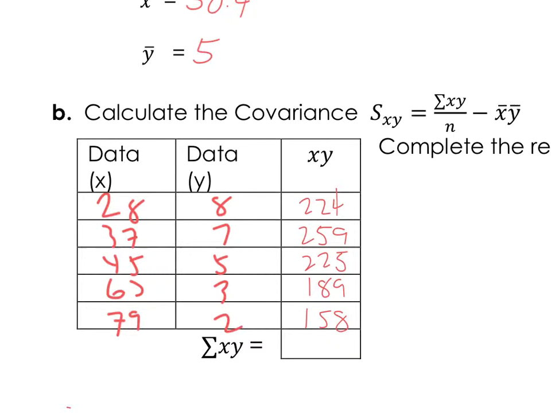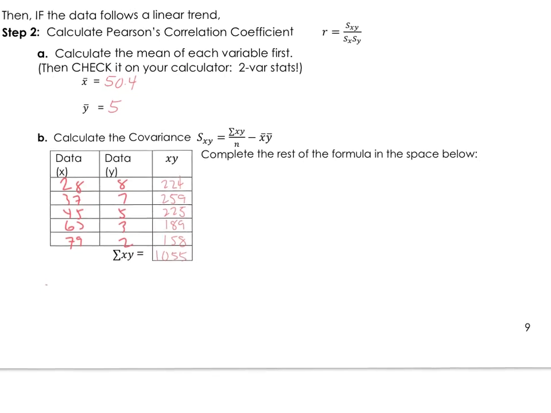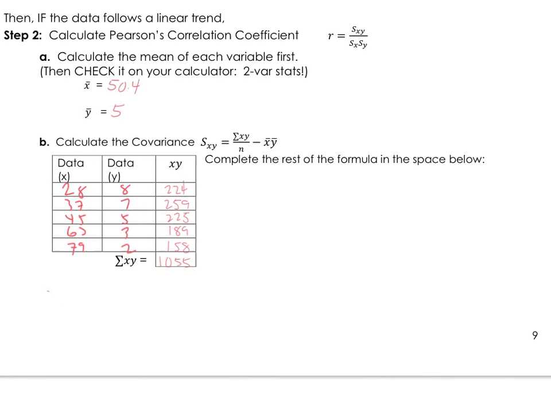Now, the last step, you can see down here that we have the sum. So we're going to go ahead and take the sum of all these items. So 224 plus 259 plus 225 plus 189 plus 158. Add all those together, and I get 1,055.